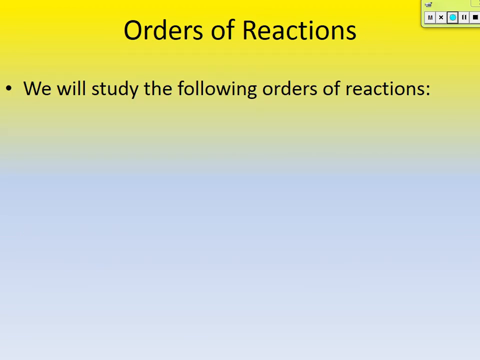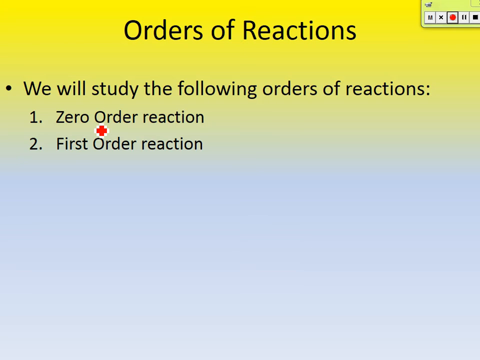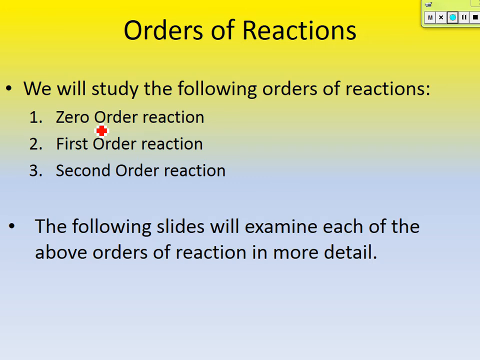We are going to study the following orders of reactions. We're going to study a 0 order reaction. Remember that order is the exponent. So when the exponent is 0, we call it a 0 order reaction. We're going to study first order reactions. When the exponent is a 1, that would be called a first order reaction. And then finally we'll look at second order reactions. When the exponent is a 2, that is a second order reaction. In the following slides, we're going to examine each one of these orders in more detail, first 0, then first order reactions, and then second order reactions.